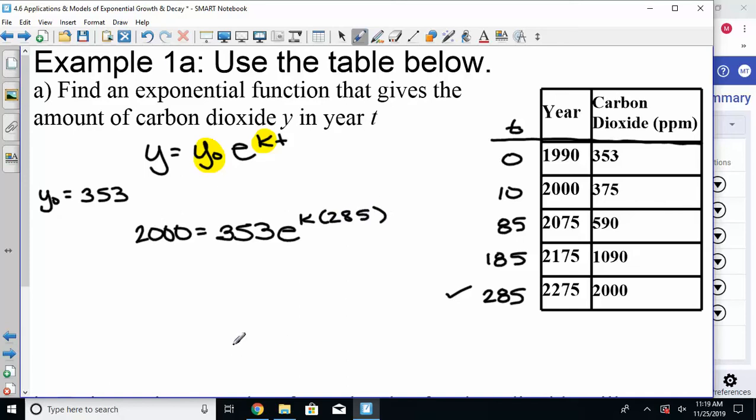Okay, so if I'm going to solve this, what would I do first? Okay, if I divide my 353, that gives me a decimal. I don't really want to round this too much because every time you round, it's going to throw your answer off a little bit more. So I'm just going to leave this as a fraction for now.